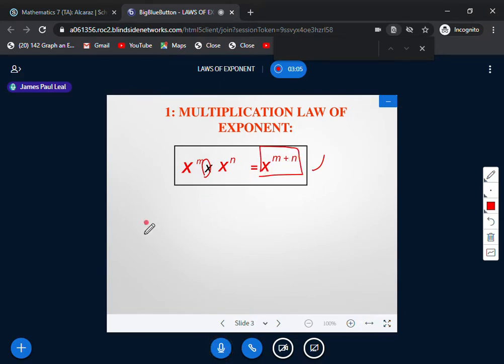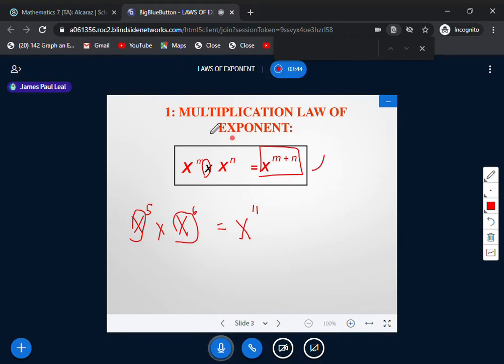For instance, take a look at this. Say for example, I have here x raised to 5, and I want to multiply it by x raised to 6. What will be the resulting outcome for the exponent? Again, you just need to add the exponents. That will be the rule. All you have to do is copy the base, which is x, and add 5 plus 6, which is equal to 11. So that's the thing for number 1.